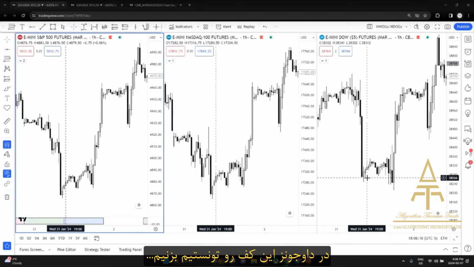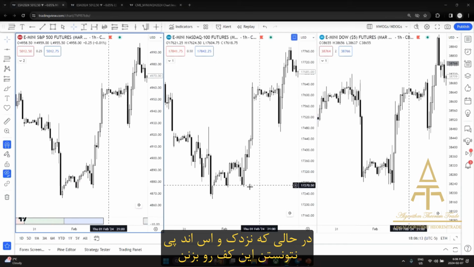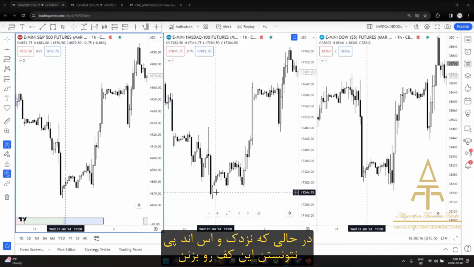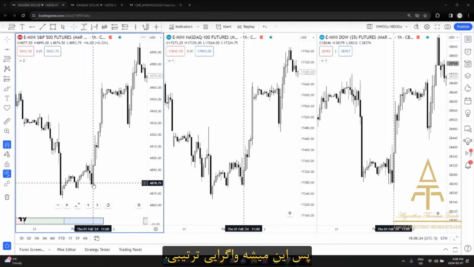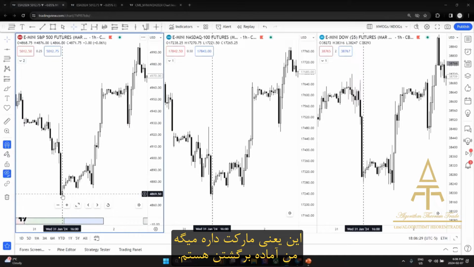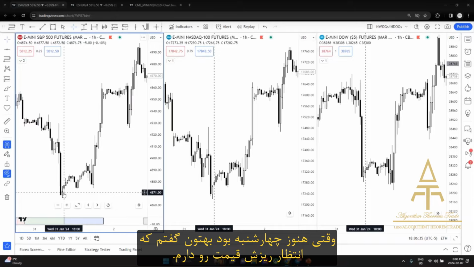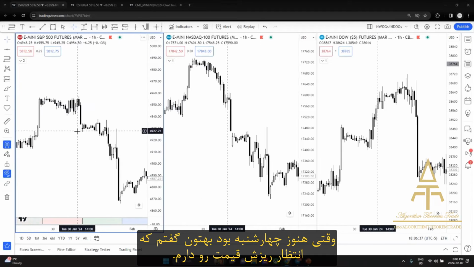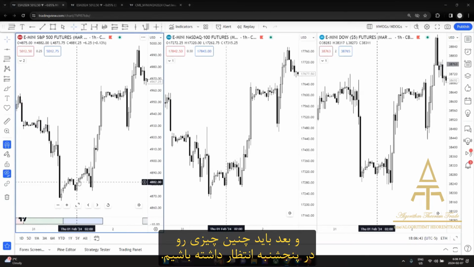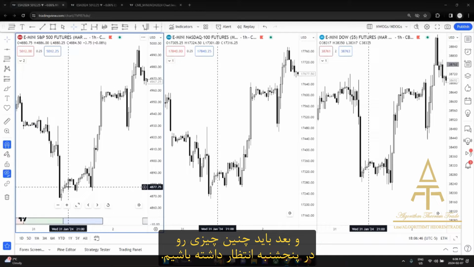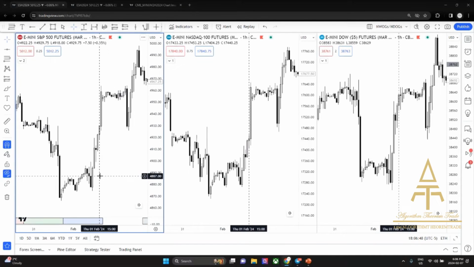So we had Dow take out this low while NASDAQ couldn't do that, or the S&P 500, right? So this was a sequential SMT. This was the market saying, I'm ready to reverse, right? It's already Thursday. I told you guys that I expected price to fall during the week, and then we should expect what we expected here, Thursday, right?